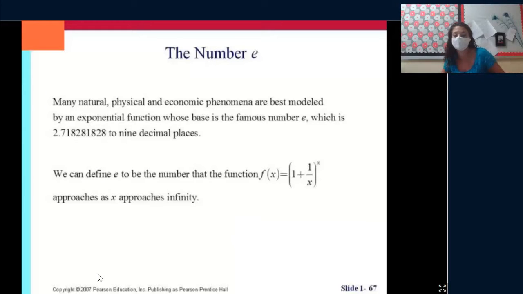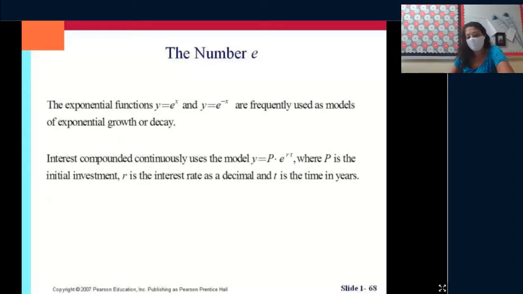Okay, so we have the exponential function y equals e to the x and y equals e to the negative x. These are frequently used models for growth and decay. Does anybody remember using Pert? Maybe last year? Not at all.